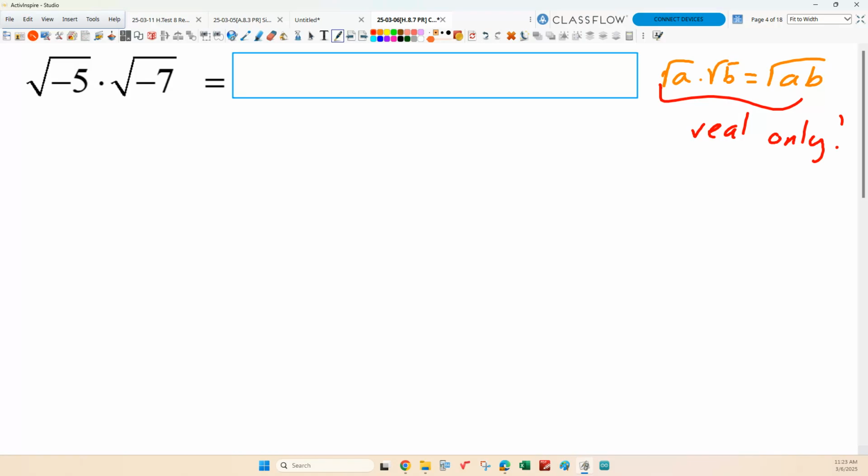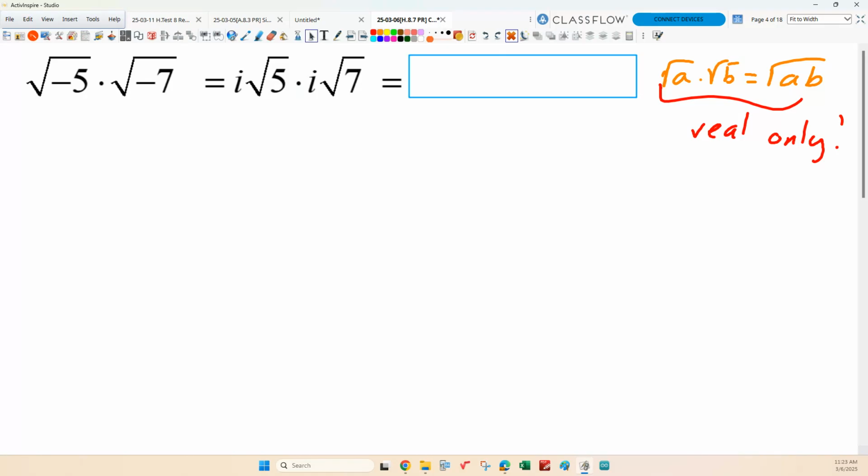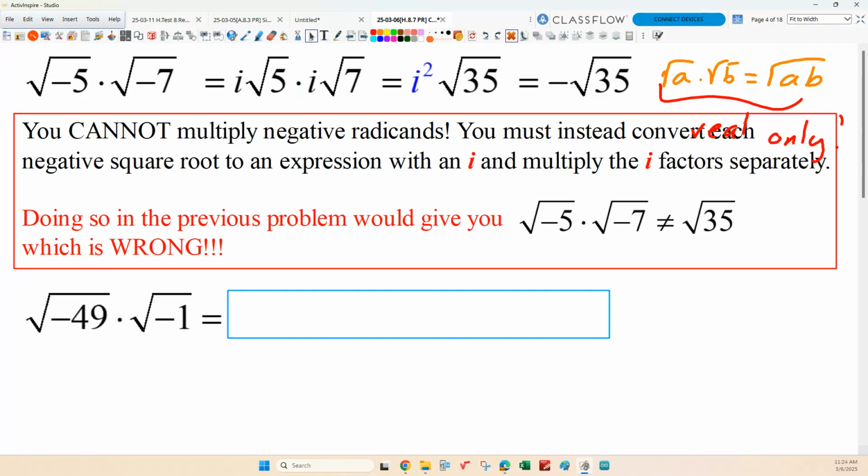So we have to first convert these into imaginary numbers with the imaginary unit I. So the square root of negative 5 just becomes the square root of positive 5 times I, right? Square root of negative 7 becomes the square root of positive 7 times I. And now, what if I multiply those four things together? Let's multiply them in a convenient order. Square root of 5 times square root of 7 is square root of 35. I times I is I squared. I squared is negative 1, so our answer is negative the square root of 35.